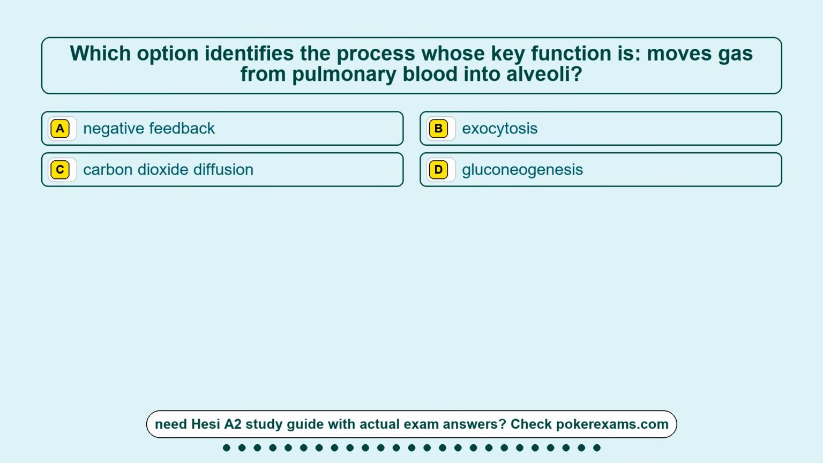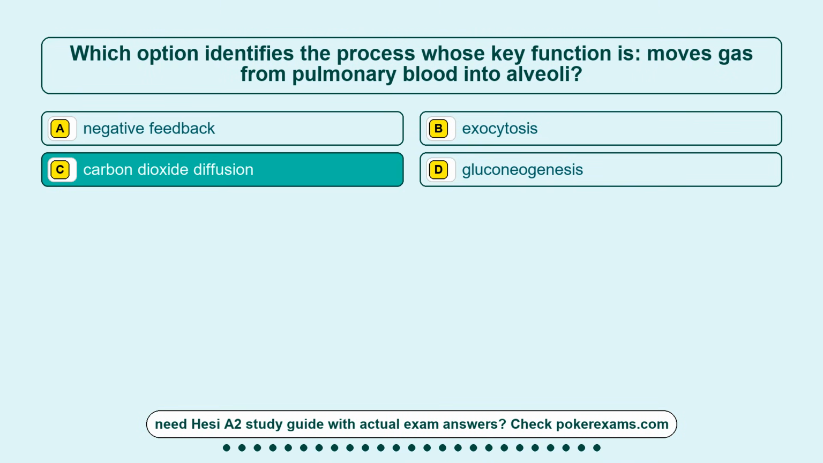Question 10. Which option identifies the process whose key function is, moves gas from pulmonary blood into alveoli? Option A, negative feedback. Option B, exocytosis. Option C, carbon dioxide diffusion. Option D, gluconeogenesis. The correct answer is option C, carbon dioxide diffusion.